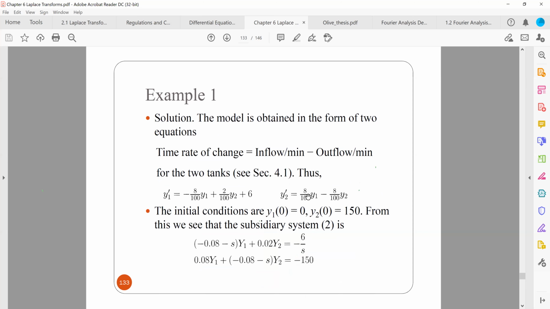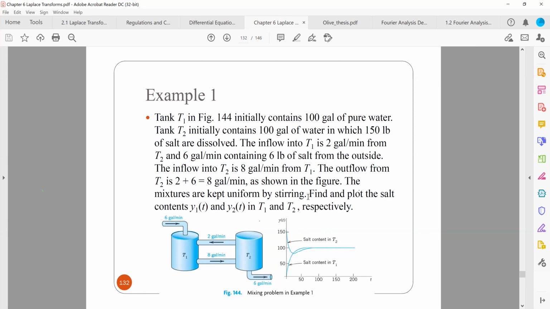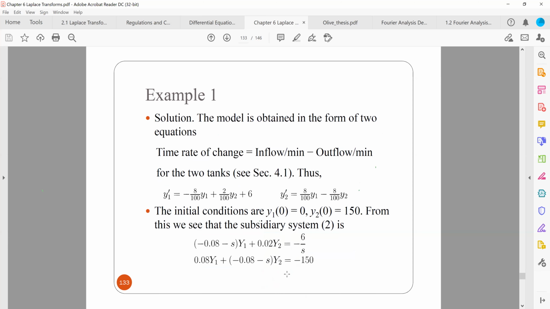Y2, which is tank 2, is only receiving 8 gallons from T1, and then it's losing water to T1 and to the outside. So this denotes minus 8 over 100 Y2. It's receiving only from Y1; it's not receiving from the outside. Initially, Y1 has no salt, but Y2 has 150 pounds of salt.